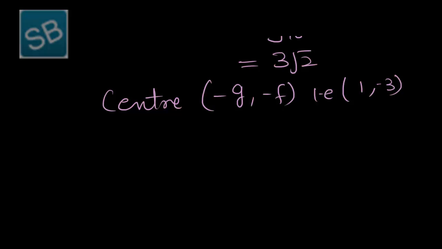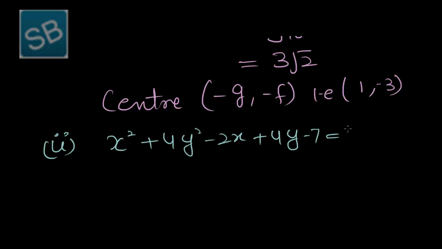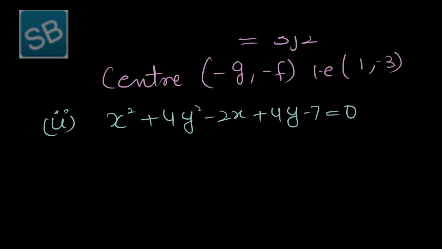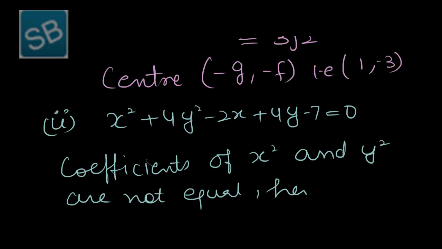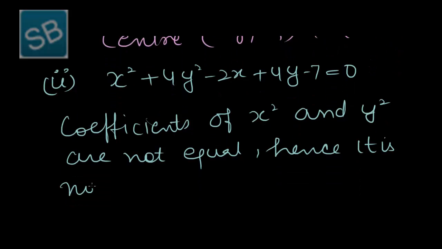Now the second part: the equation is x square plus 4y square minus 2x plus 4y minus 7 is equal to 0. Now here the coefficients of x square and y square are not equal. Hence, it is not an equation of a circle.